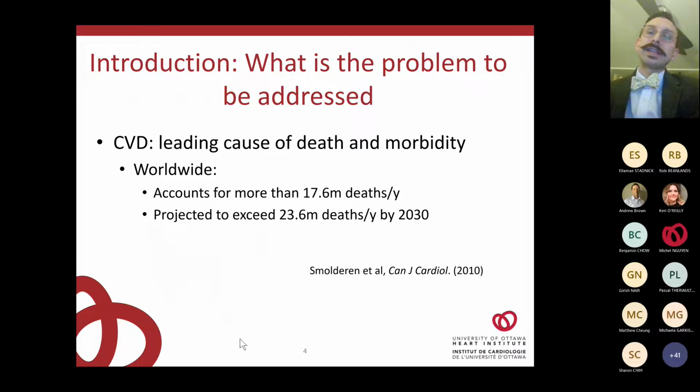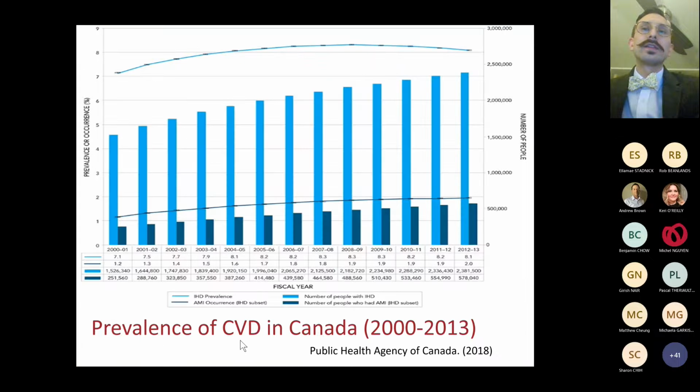Cardiovascular disease remains a leading cause of death, morbidity, and health economic burden worldwide. Currently it accounts for more than 17.6 million deaths each year. This number is projected to exceed 23.6 million by the year 2030. This somber statistic is equally applicable in Canada, where this slide shows that the prevalence of cardiovascular disease, shown in the light blue color, is only continuing to grow as our population continues to age.